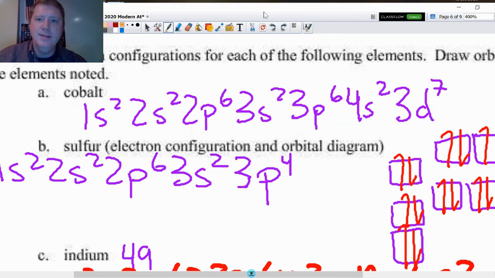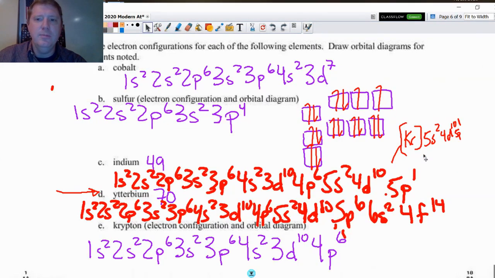On the back of your periodic table, you have Aufbau order. Totally fine if you use Aufbau order to do that. I am just enjoying pointing out that the periodic table is actually in Aufbau order. I repeat that. The periodic table is actually in Aufbau order. Okay, number B, there's the configuration.